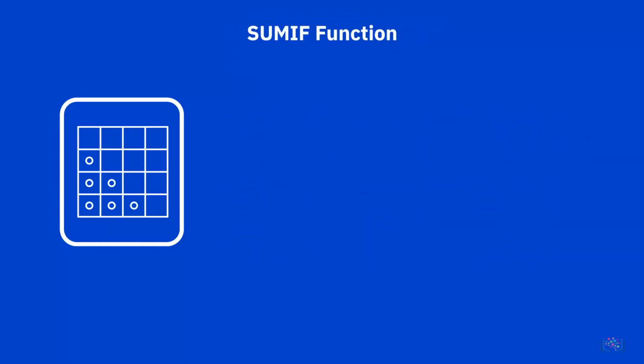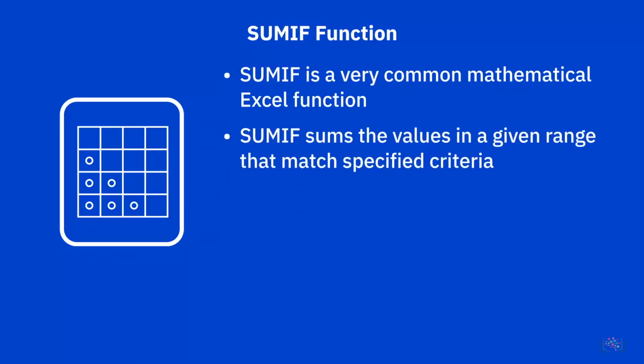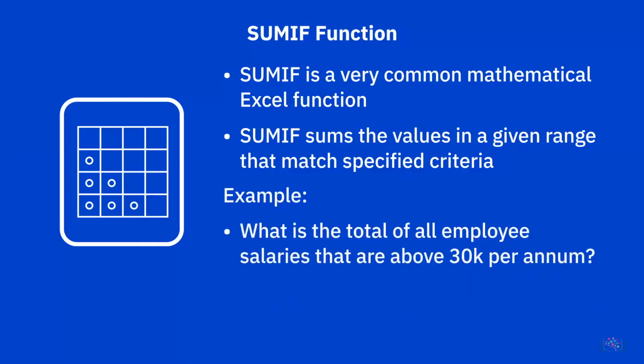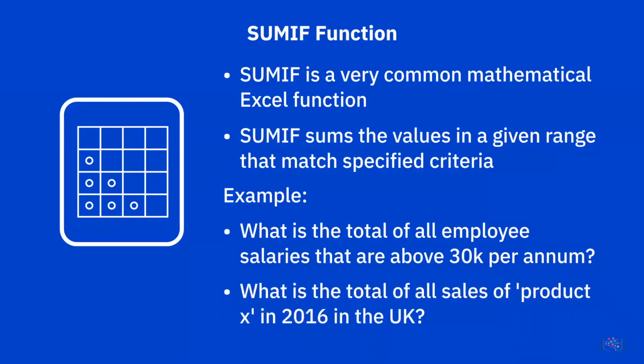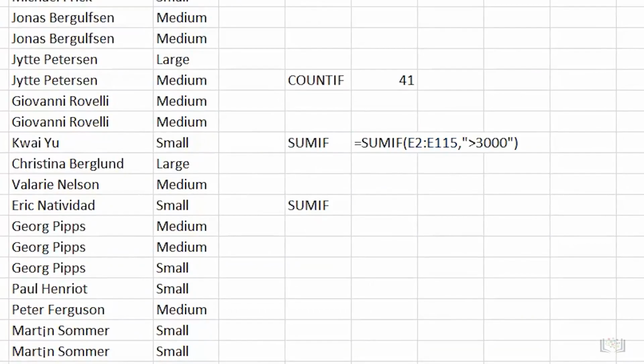Now let's take a look at how to use the SUMIF function, which is a very commonly used mathematical function in Excel. You use the SUMIF function to sum the values within a specified range that meet specified criteria. For example, you might want to add up only the salaries that are over a specified salary level, or you might want to find the total of all sales of a particular product category. We'll enter the formula seen in cell AD10.